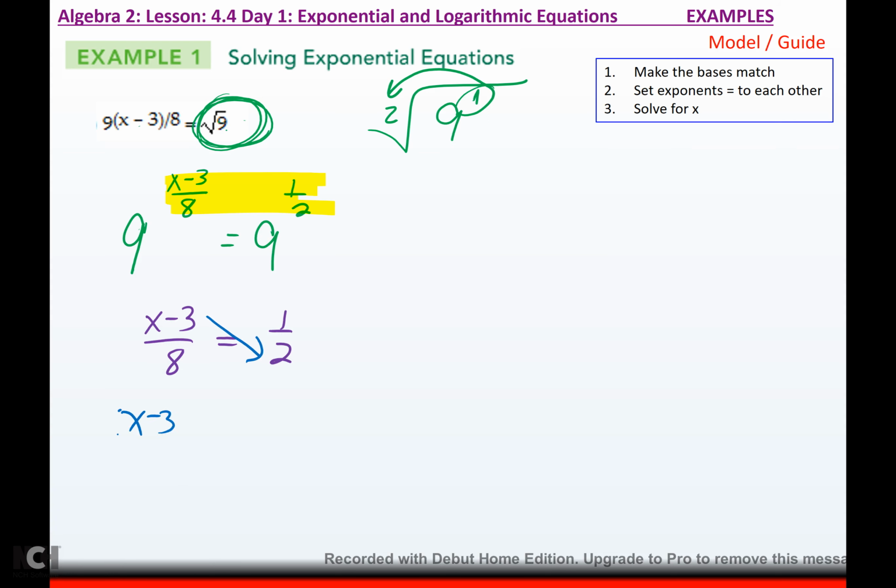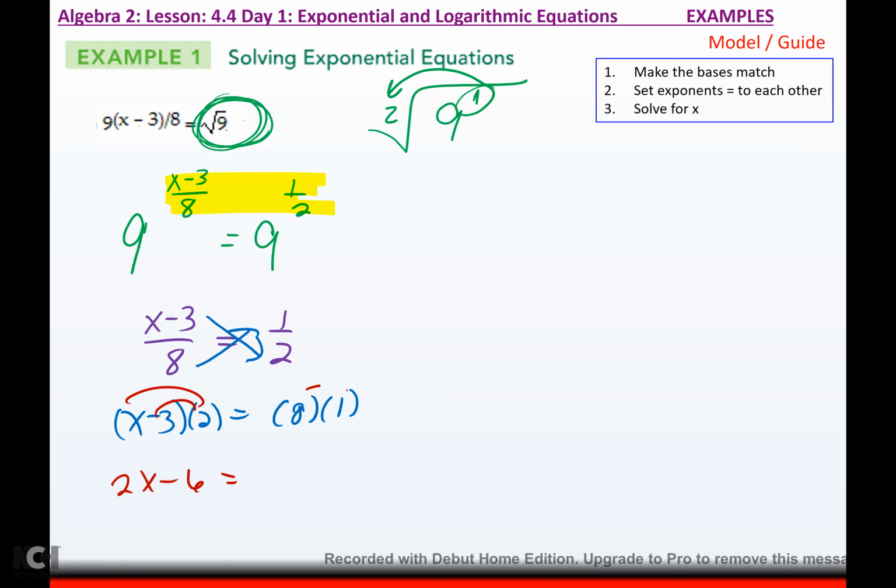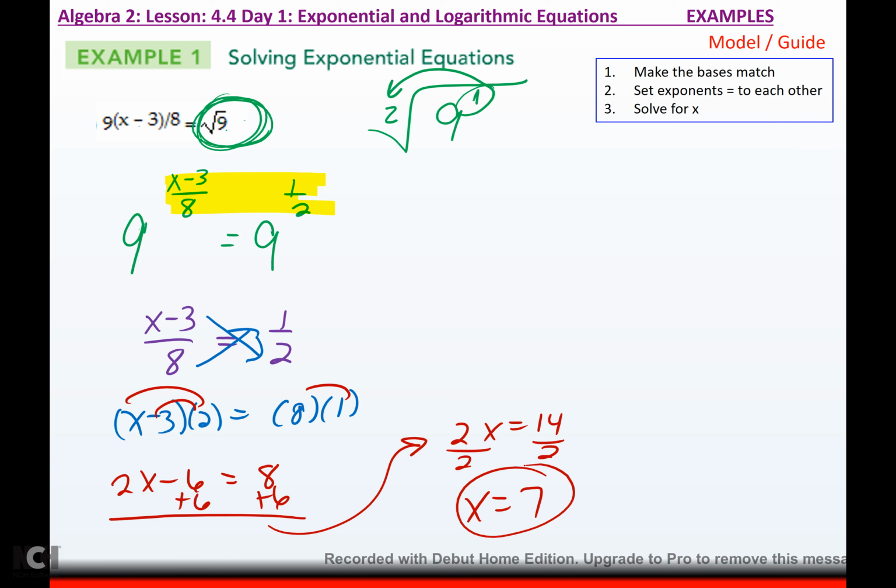So that'd be x minus 3 times 2 equals 8 times 1. Distribute: 2x minus 6 equals 8. Add 6. 2x equals 14. Divide by 2 and x equals 7.